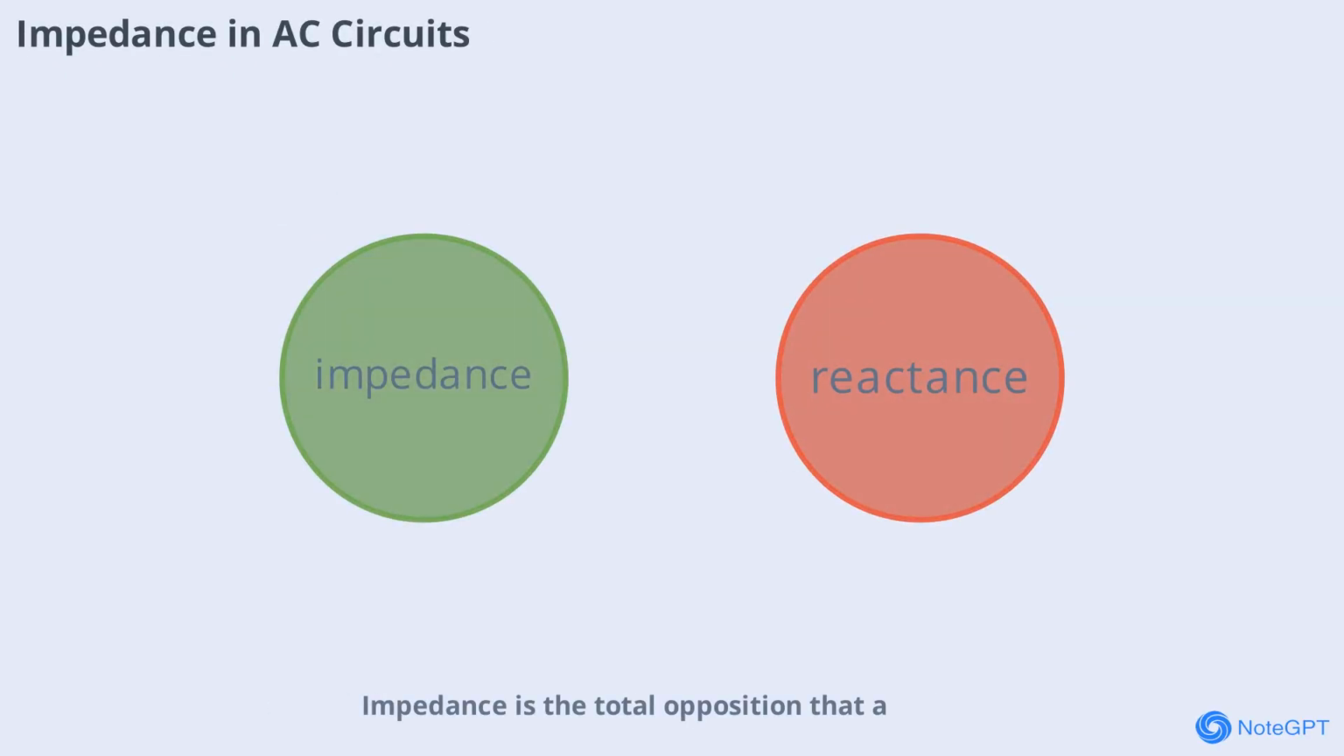Impedance is the total opposition that a circuit offers to the flow of alternating current. It combines resistance, inductive reactance, and capacitive reactance into a single value, usually represented as Z. Impedance determines how much current will flow for a given voltage in an AC circuit. Understanding impedance is key to analyzing and designing AC circuits, as it affects both the magnitude and phase of the current.